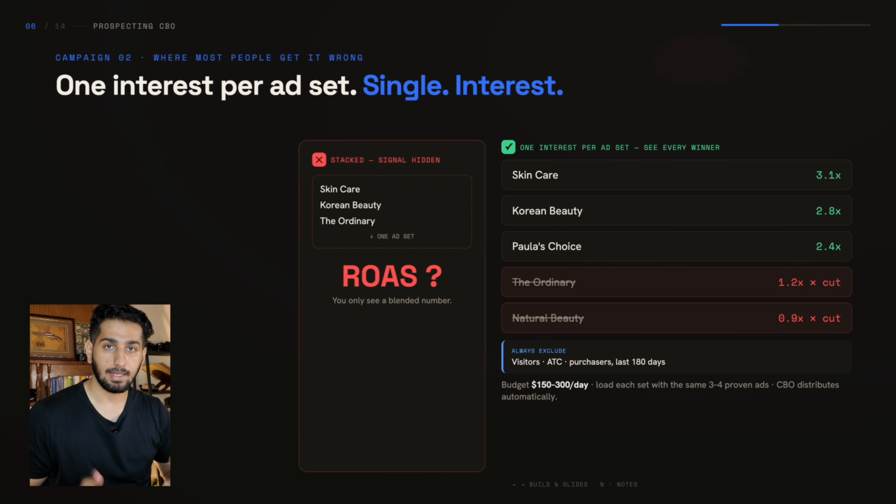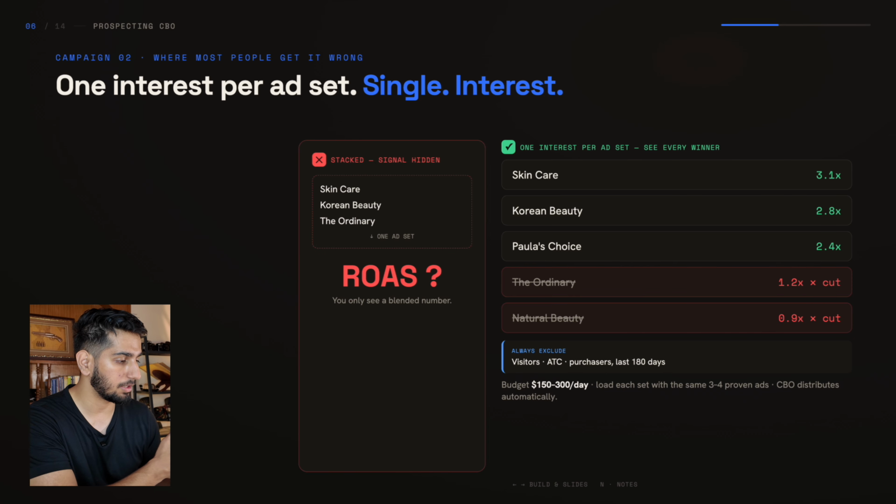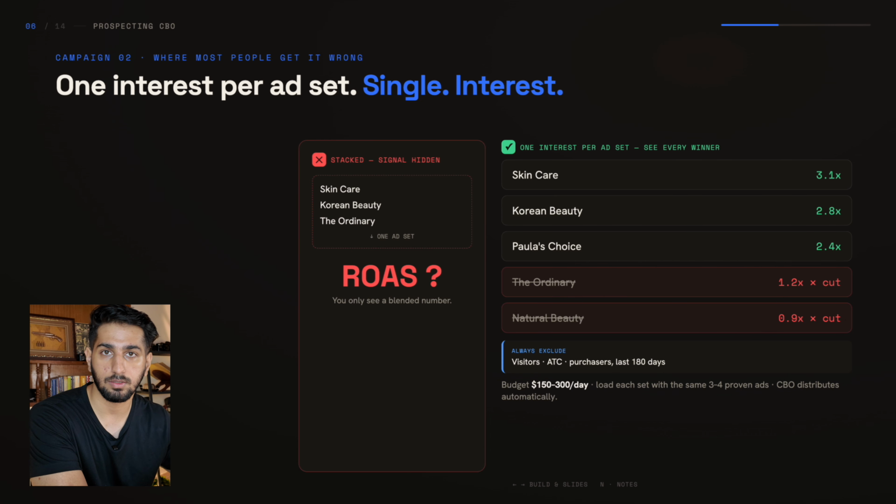So you're testing new audiences, cold audiences with proven winners, right? And again, as I mentioned at the start, this is going to be a CBO campaign. The audience exclusion is going to be very simple. You want to exclude website visitors, add to carts, and purchases from the last 180 days. The reason is very simple. We want to cater to 100% pure cold audience with this campaign.